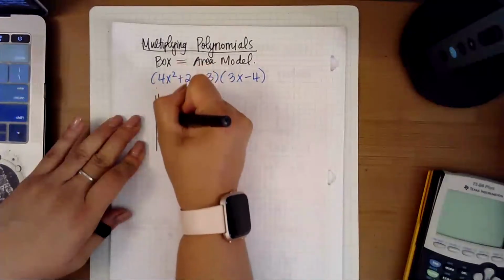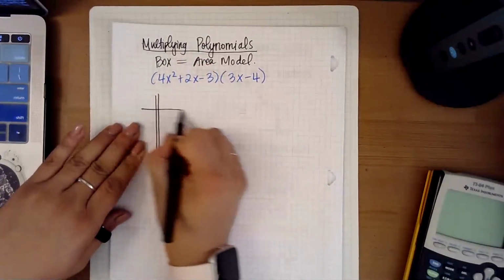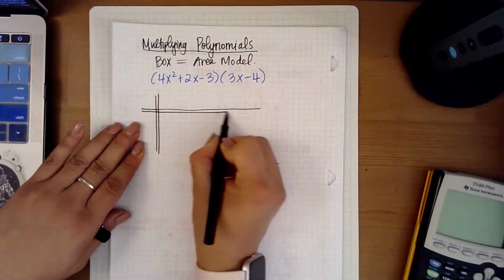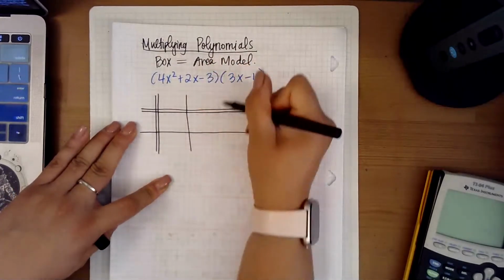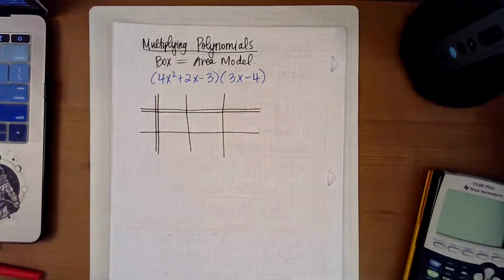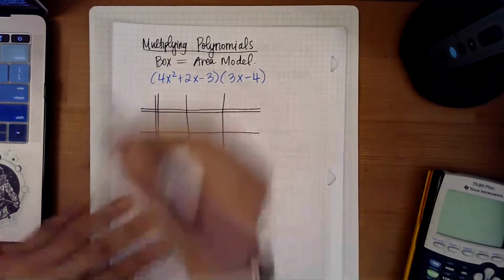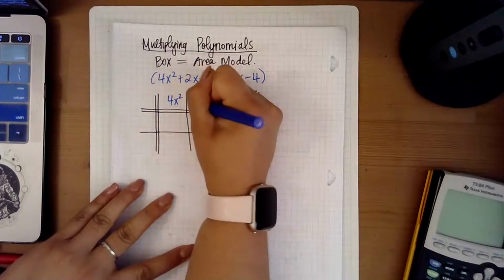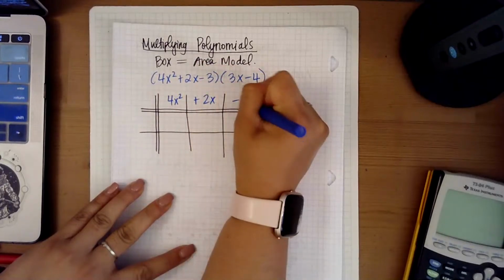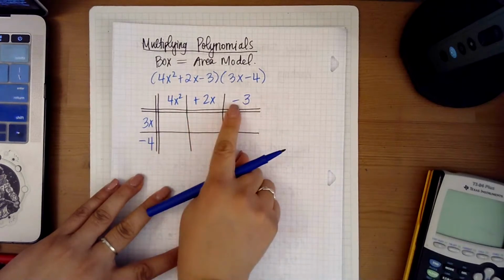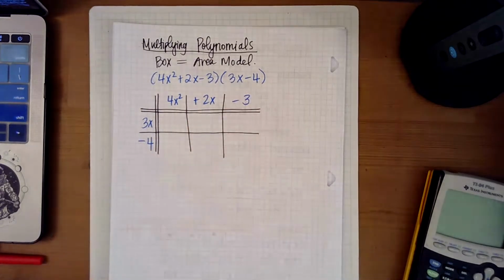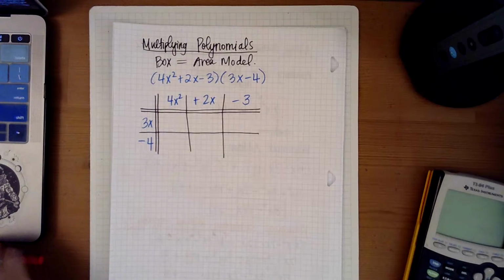So watch what I'm going to do. I'm going to do an area model. And it's just really an extension of what we already know how to do with the box. So I have 4x squared plus 2x minus 3, and I have 3x minus 4. Make sure to always include these little signs. They are really important, okay?